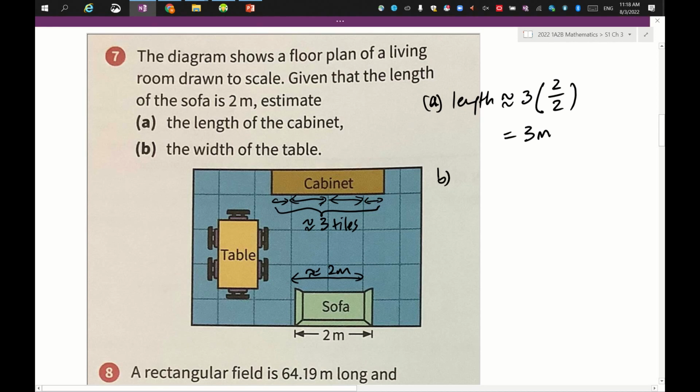And then in part B, the width of the table. So this is the width of the table. It is about 2 over 2, which is about 1 meter.